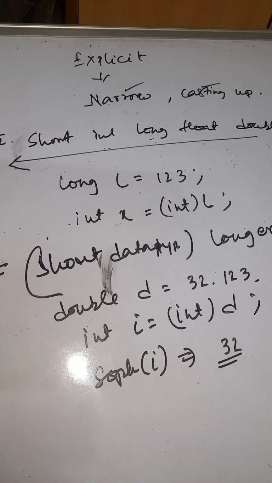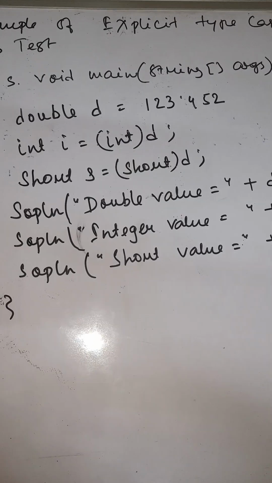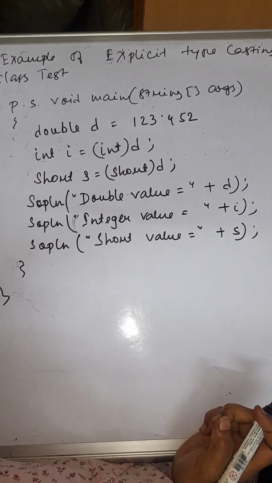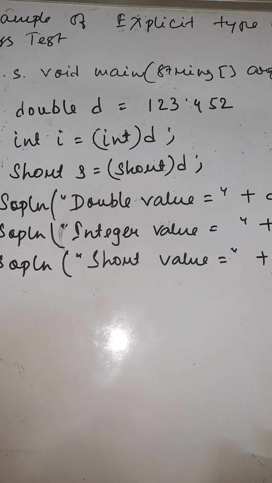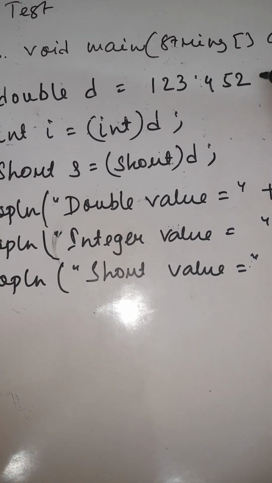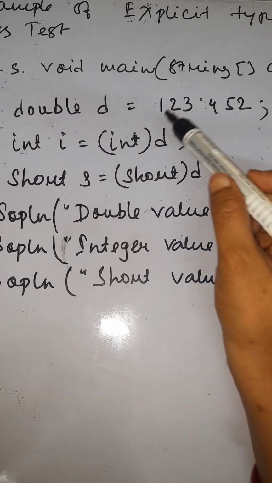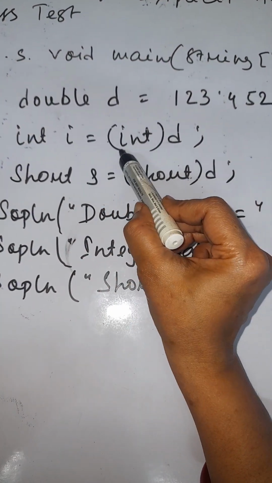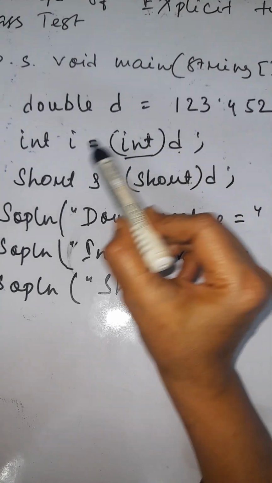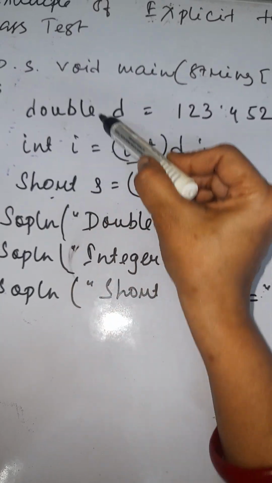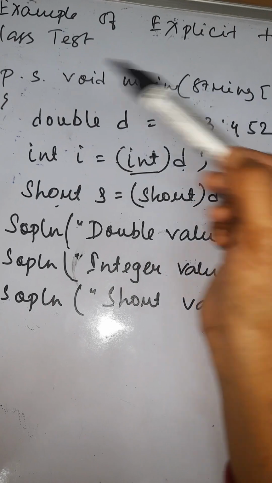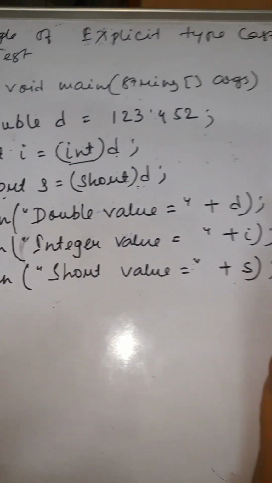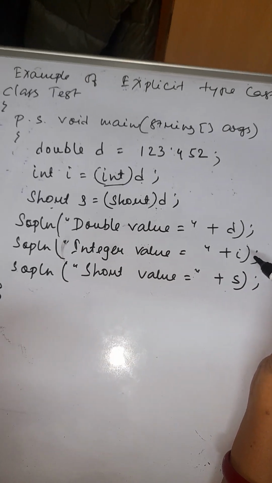Now I want to give one example of explicit typecasting. Here I declared one variable, double d, which is 123.452. Now I want to convert it into an integer. Integer is a shorter size than double, so you have to convert it like this, (int) d. If you want to convert it into the short type, short is also a decreasing size from double, so it will be written like this, short s. Now I want to print the double value, the integer value and the short value.